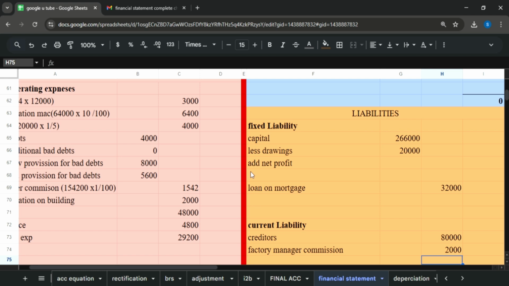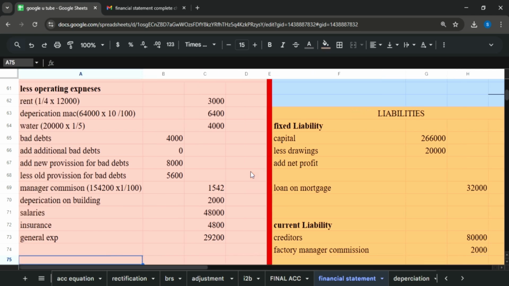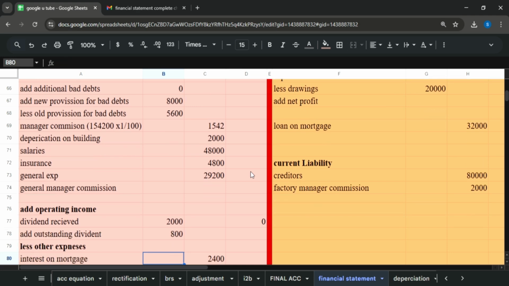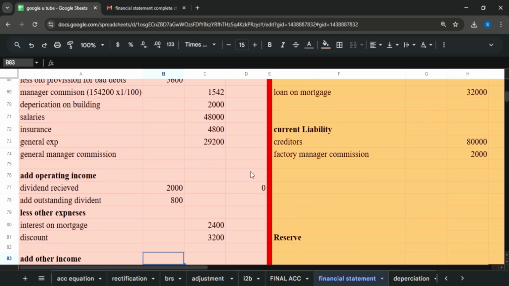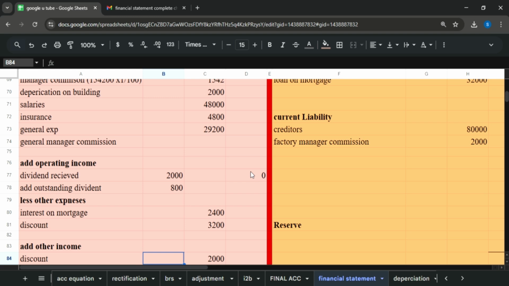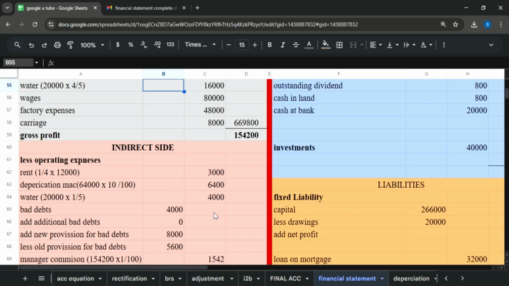Now please note it down. General manager commission is still to be written because that is completely dependent upon net profit. So first step is to calculate dummy net profit. Okay, then we will calculate general manager's commission. For that purpose, let's start our calculations.